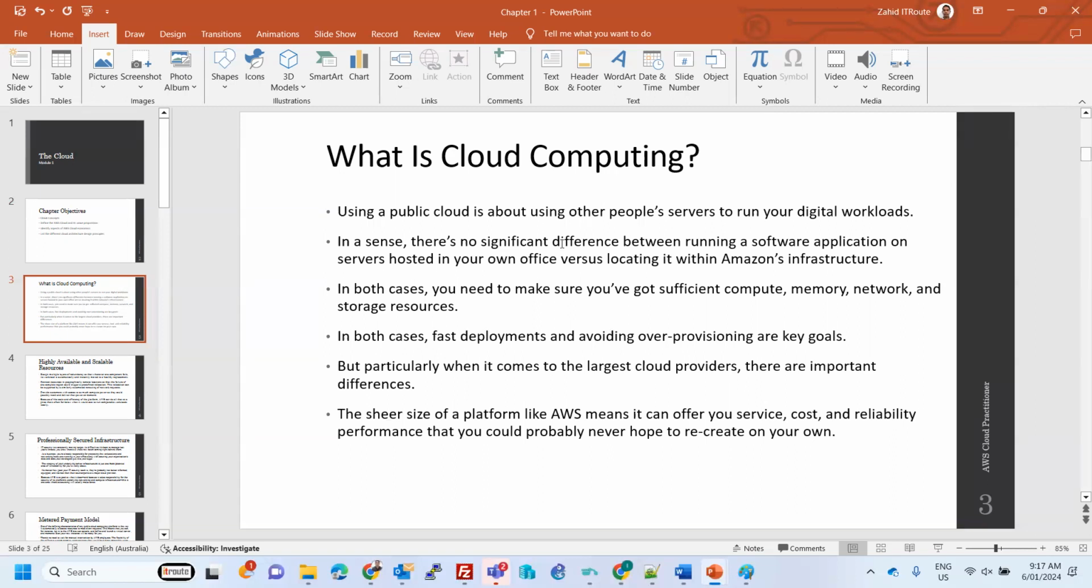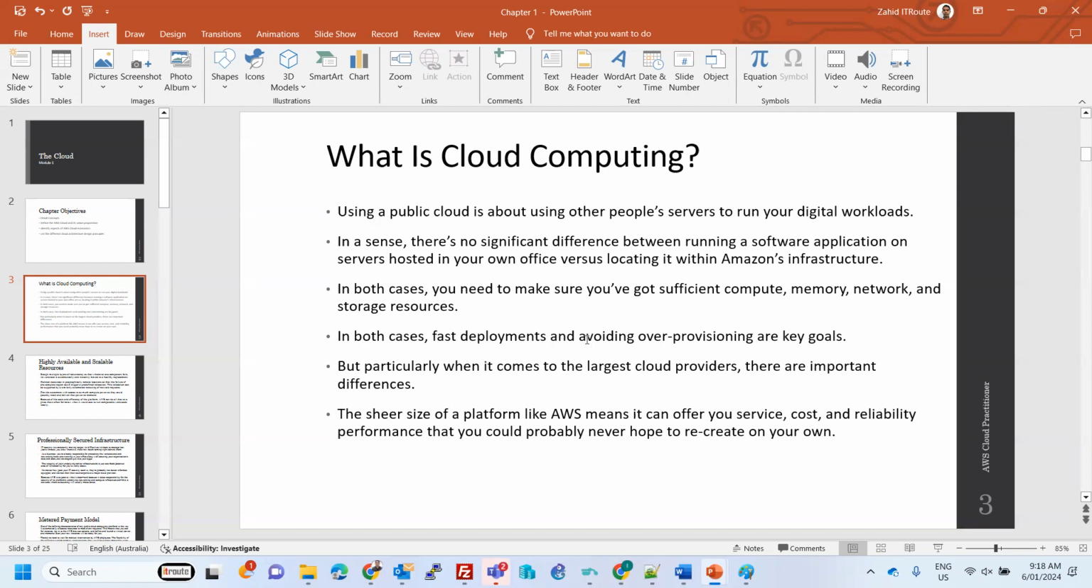In a sense, there is no significant difference between running software applications on servers hosted in your own office versus located within Amazon's infrastructure. In both cases, you need to make sure you have sufficient compute, memory, network, storage, and resources. That means whatever you're doing on their side, they need to have proper storage space, proper network connectivity, and enough memory in the servers. All these things they're going to provide.